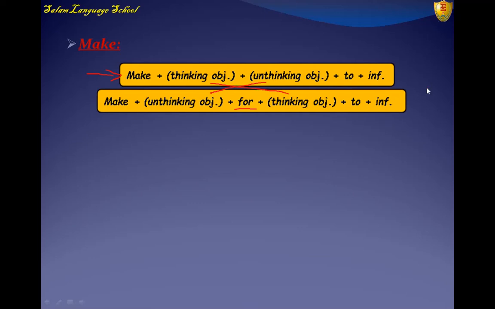Let's check these examples here. This is the first form, and this is the second one. For the first one: we made mom a card to thank her. So we have here the verb make, mom, the thinking object, a card, the unthinking object, and to infinitive.